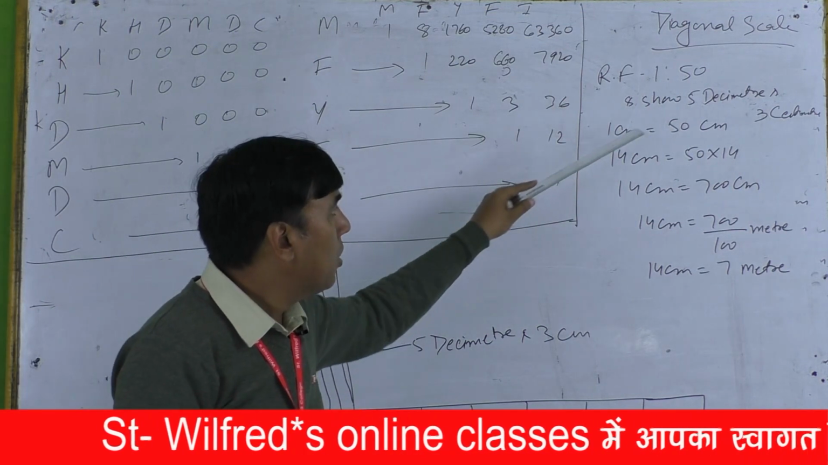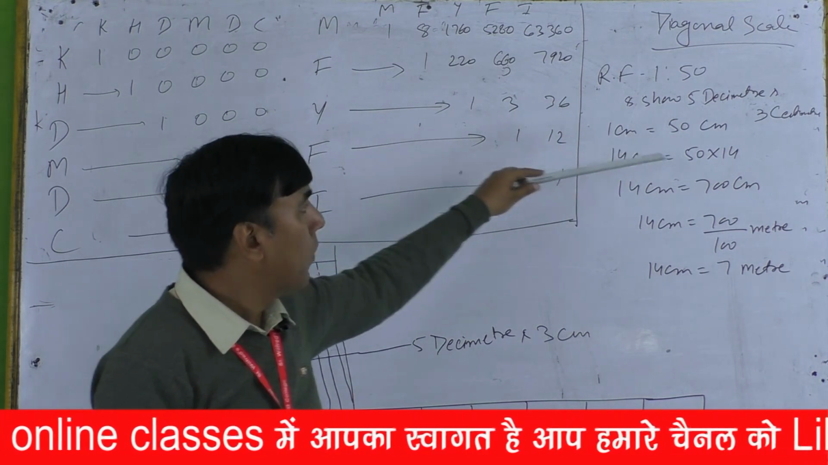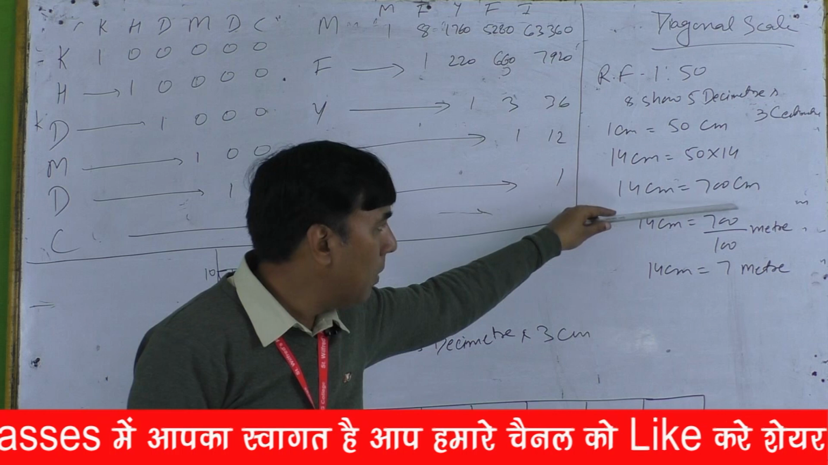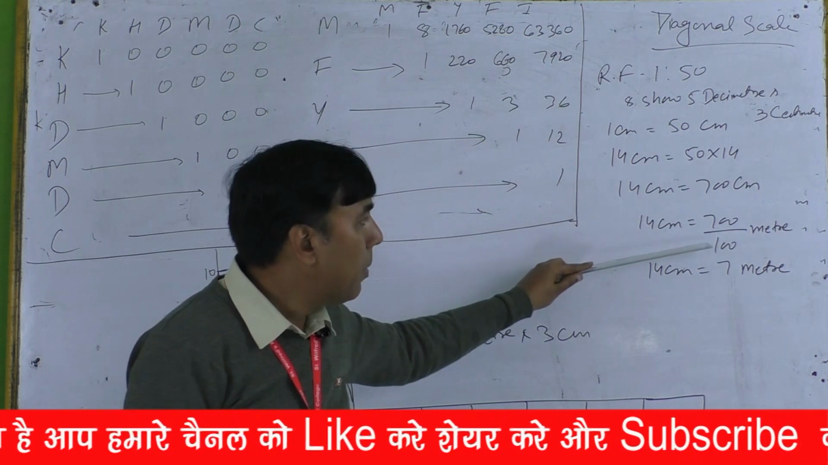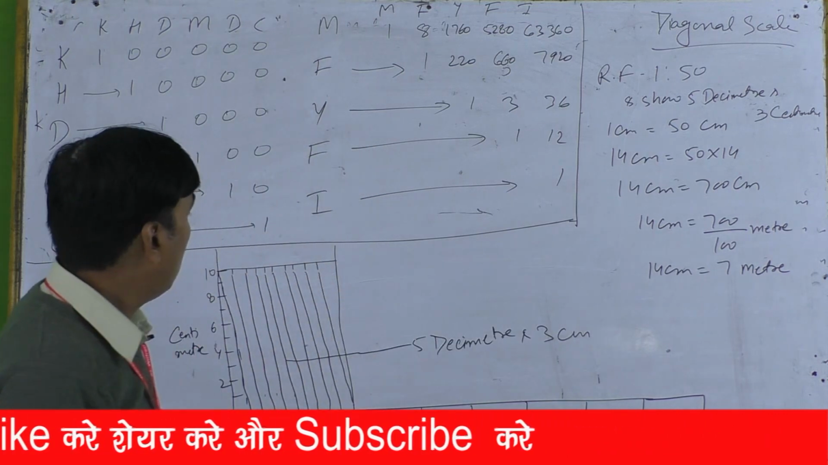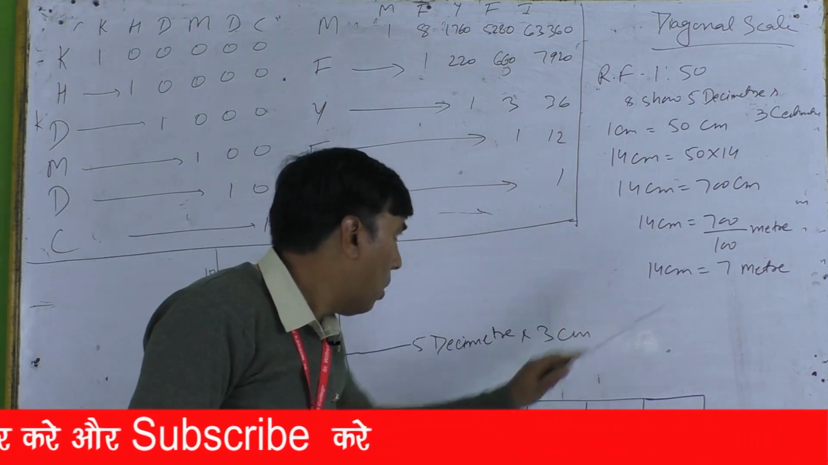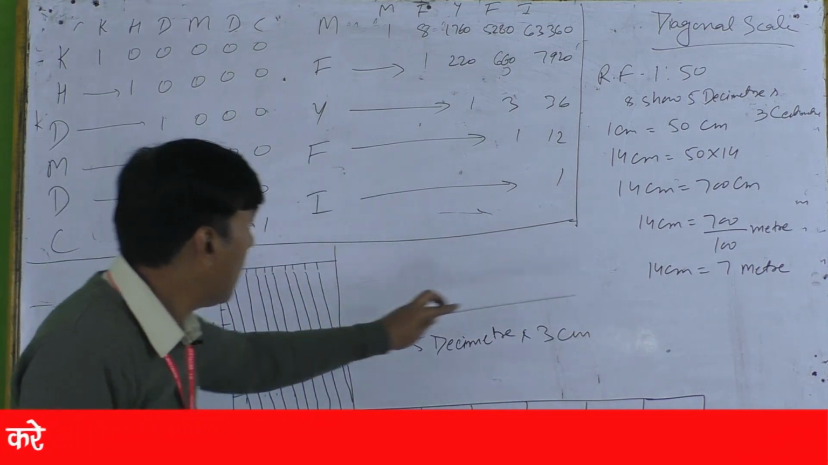Okay, so come to our question. 1 centimeter shows 50 centimeters. If we draw a 14 centimeter line, 50 into 14 is 700 centimeters, and 700 centimeters converted into meters, divided by 100, means 7 meters. Okay, so now we are going to draw. So look here, we have drawn a 14 centimeter line.